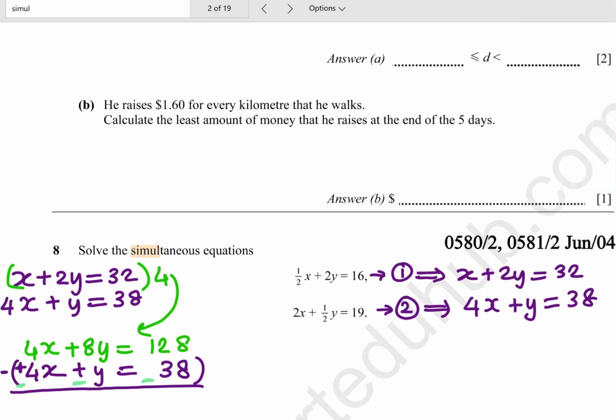So the signs in green are the new signs, right? Okay. Now solving it. Plus 4x minus 4x get cancelled. 8y minus y is 7y equals, so 128 minus 38, so that is 90. So y equals 90 divided by 7. Am I wrong? Okay, let's pause my video and let me check it. Okay, if it is wrong, I'll correct it right away. Oh yeah, sorry, I realized my mistake.